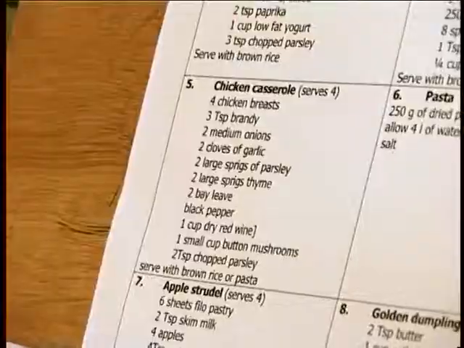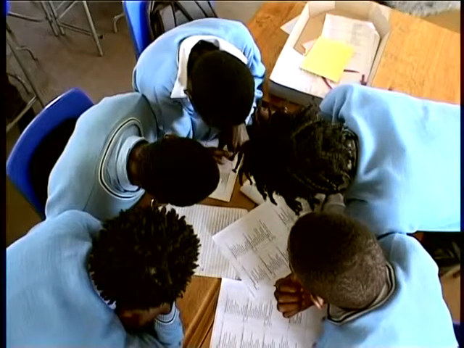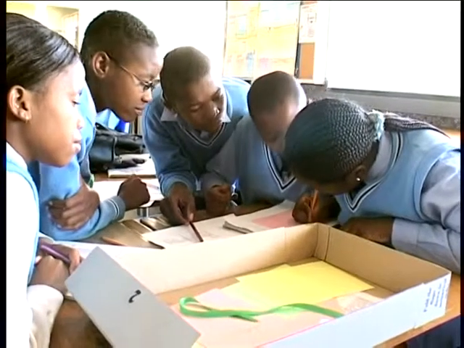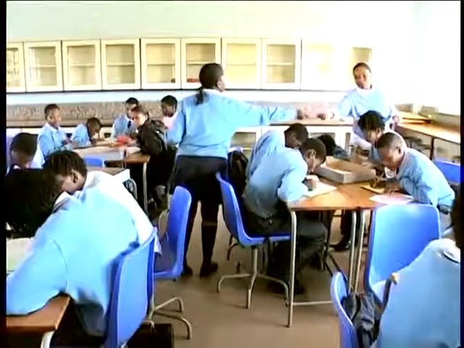Now the learners get going to convert their recipe to serve 80 people. Once they've calculated the new amounts of each ingredient, they write it on a recipe card. Each group shares their recipe with the others so that in the end, they have the entire menu for the wedding day.